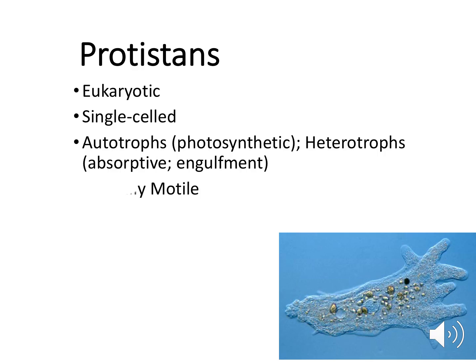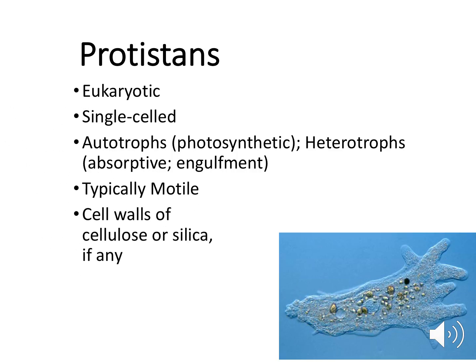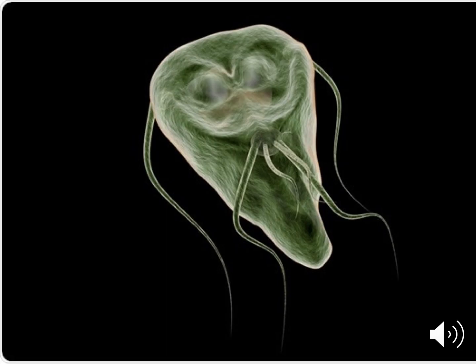They are typically motile, with a few exceptions. And if they do have cell walls, they're made out of cellulose or silica. Again, they may have no cell walls whatsoever. So the protistans are these odd little unicellular organisms that we don't normally even think about. They're nowhere near as abundant as the bacteria, and remember, they're not bacteria. Even though they're single-celled, they do in fact have a nucleus.